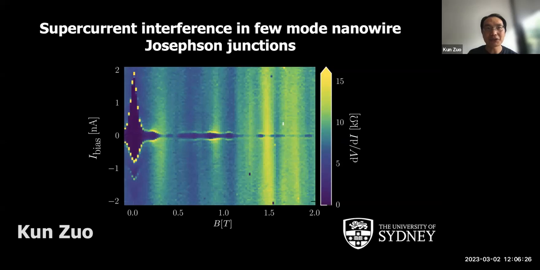I would like to talk about supercurrent interference in field mode nanowire Josephson junctions. So this figure here tells the main topic of this talk. Basically, we studied the critical current modulation and oscillation as a function of the magnetic field.